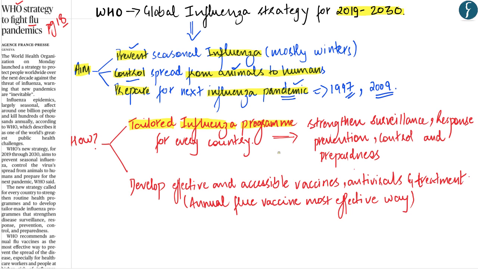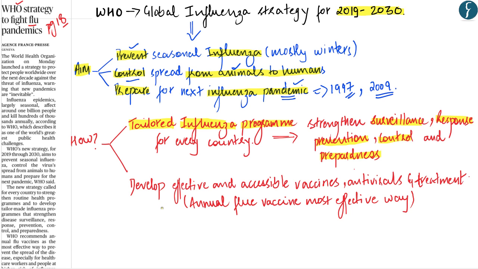Further, the WHO says that having such a tailor-made influenza program will help to strengthen the capacity for disease surveillance and response, prevention and control, as well as the preparedness for the next influenza pandemic. Hence, if a country can have a tailored influenza program for itself, then that country can contribute to the national as well as the global preparedness and health security as far as influenza is concerned.